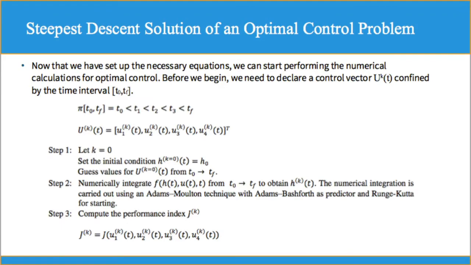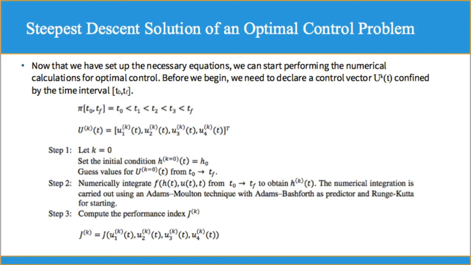So now that we have the necessary equations to solve for the steepest descent algorithm, we can start using the Excel VBA to help us solve for those. We're going to start with k is equal to 0 and go from there at different iterations. The nonlinear differential equation is going to be solved using the Adams-Moulton technique along with the Adams-Bashforth technique. Those are two methods for solving nonlinear differential equations. Those are pre-programmed into Excel VBA, so we won't have to worry about those.